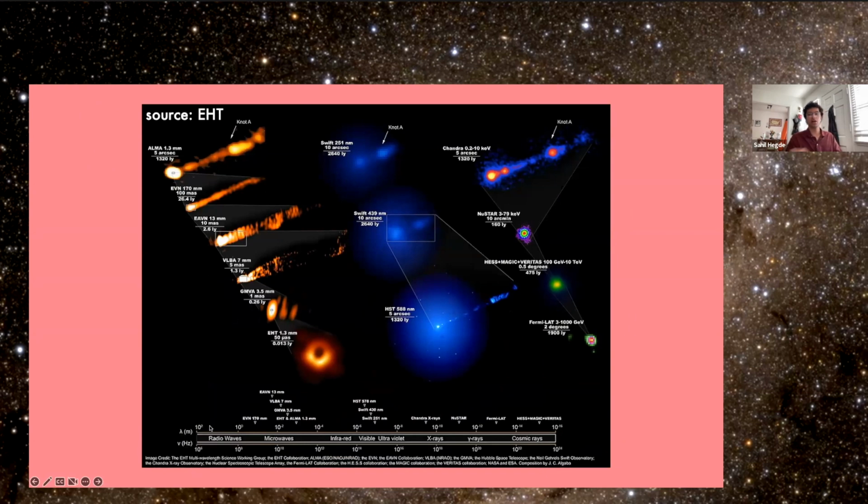From the really long waves, like radio waves, you see the jet from the black hole. That's what all of these are. And if you go to the super high energy or short wavelength end of the spectrum, you can see these gamma rays and X-rays that are coming from the black hole. I'm not going to talk about this too much, but this is just another example of how you can learn things with multi-wavelength astronomy.